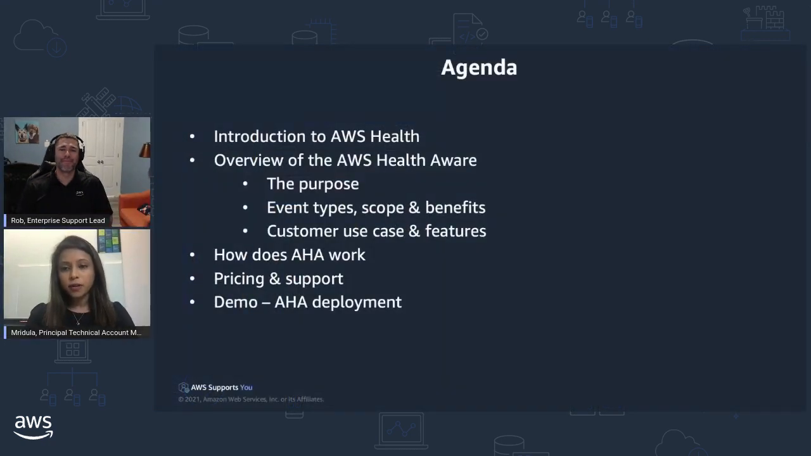Mridula, can you walk us through what we're going to be talking about? Absolutely. Thank you, Rob. Today, I will talk about AWS Health and its current offerings. We will get into the solution that we built, AWS Health Aware, also known as AHA. We'll talk about AHA's features and functionalities and how you can use AHA in your existing incident response plans. I will then dive deep into its technical architecture, and talk about how the pricing and support model works. Next, I will do a demo of how to configure and deploy AHA, and then we'll take a look at sample incident alerts.